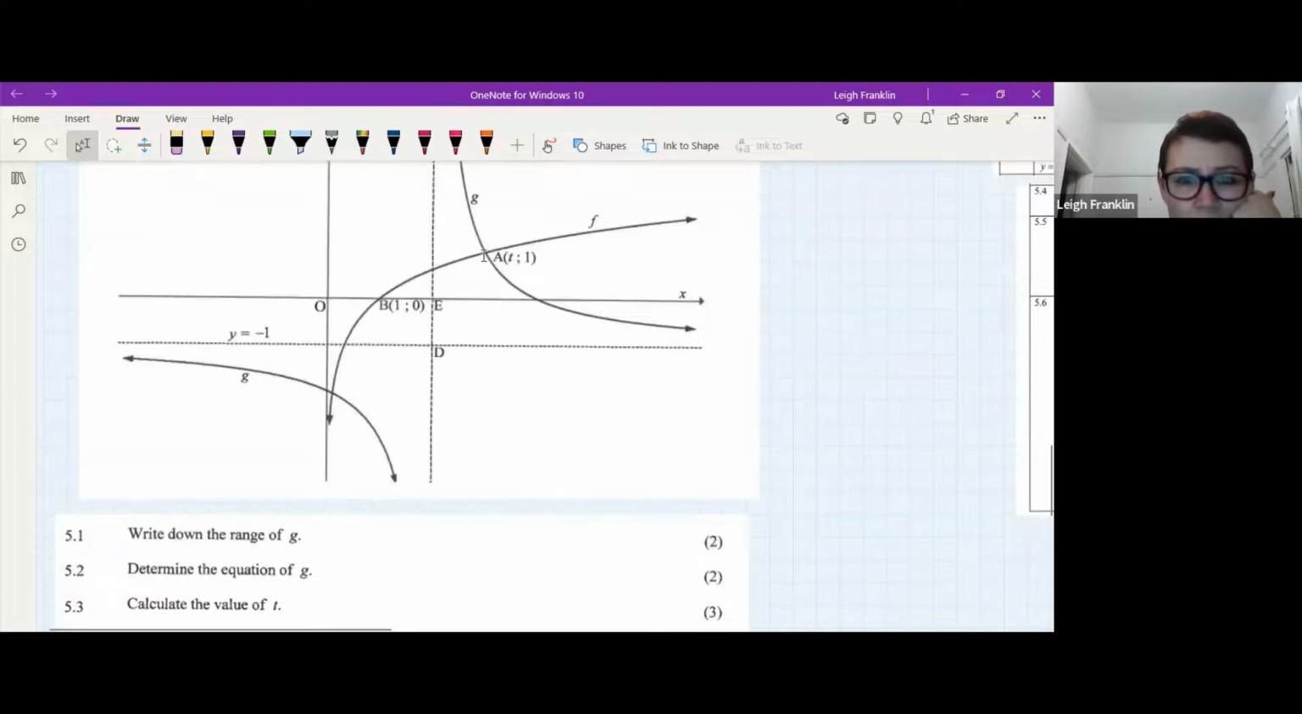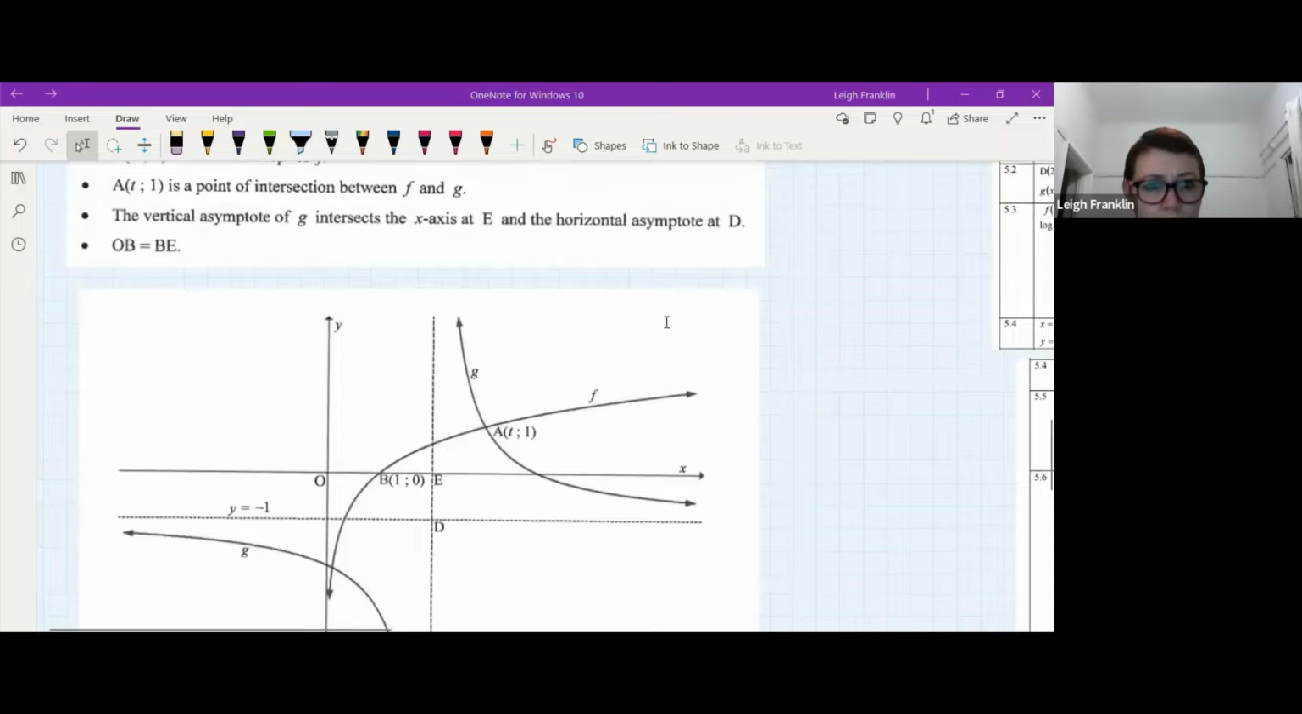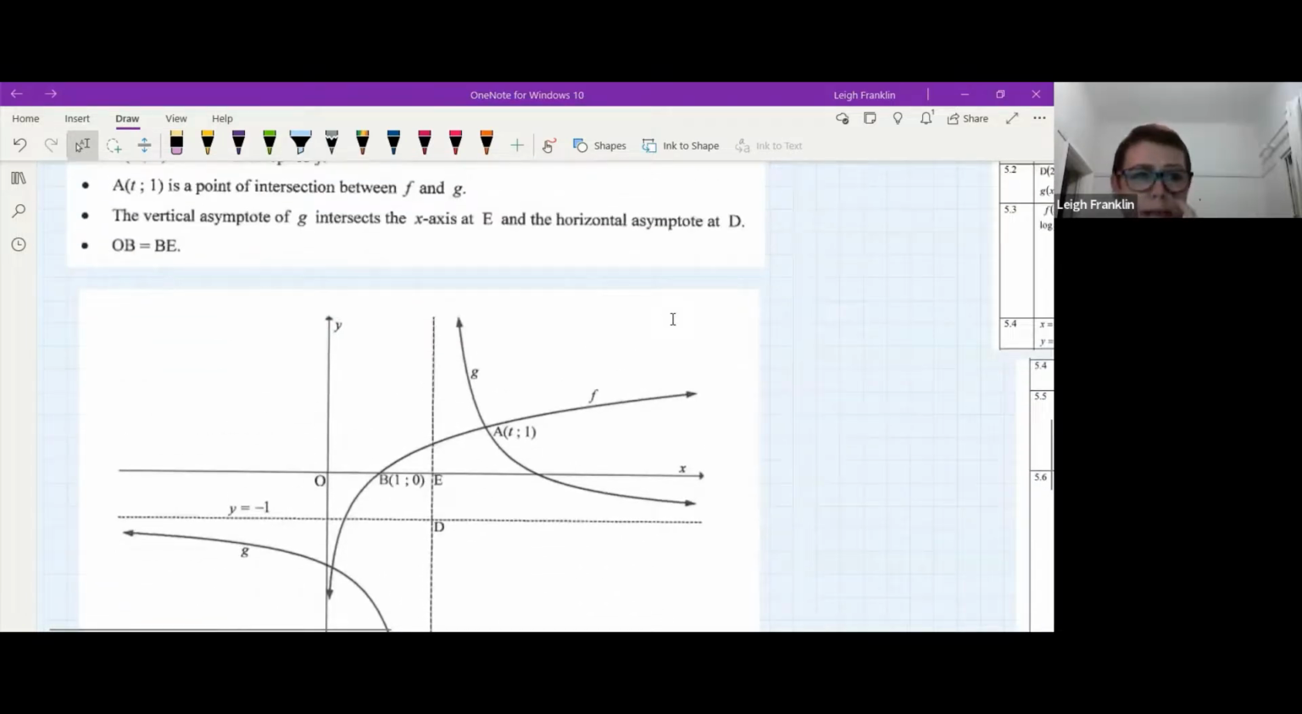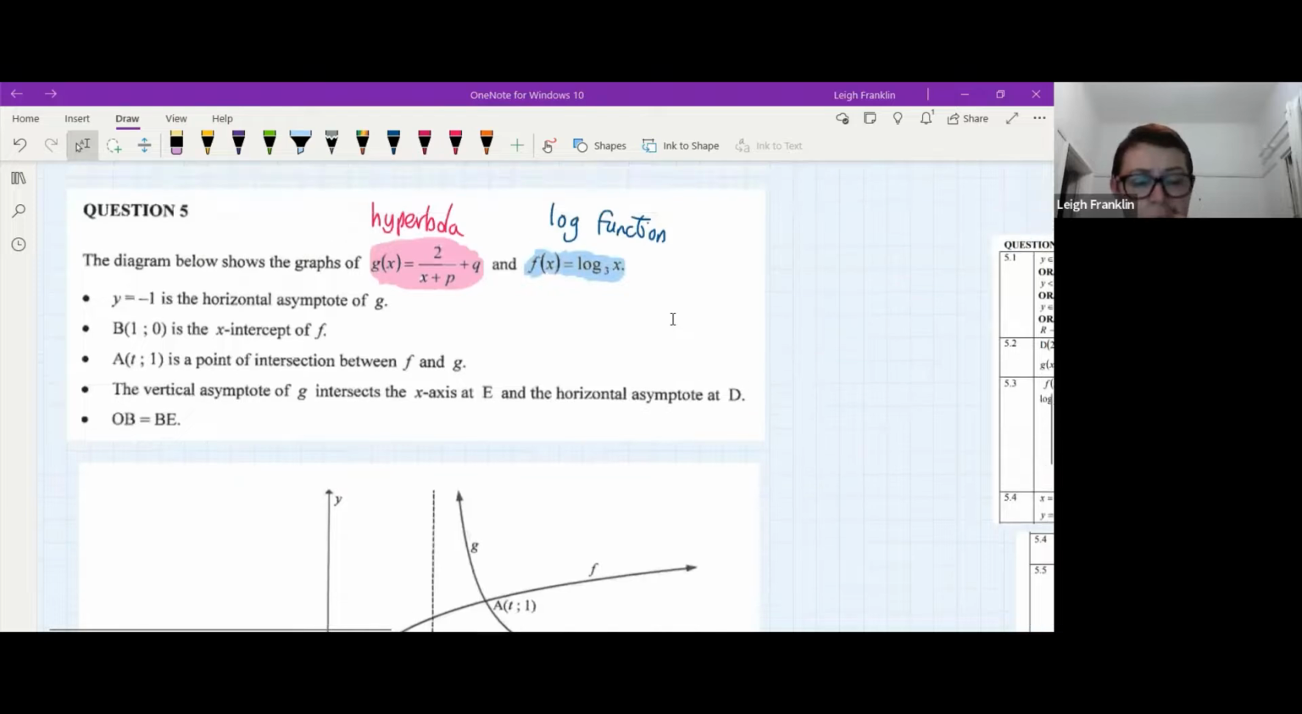All right, so there's the point A where they intersect. BE and ED over there. D is what I like to refer to as the new origin. In other words, it is now the center for this particular function instead of the origin anymore, because this graph has been shifted to the right and it has been shifted down.